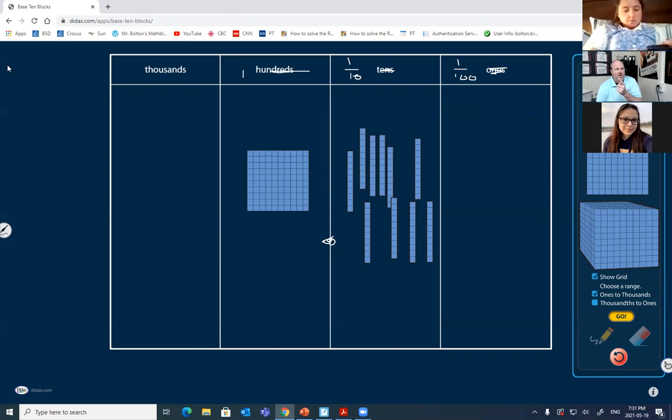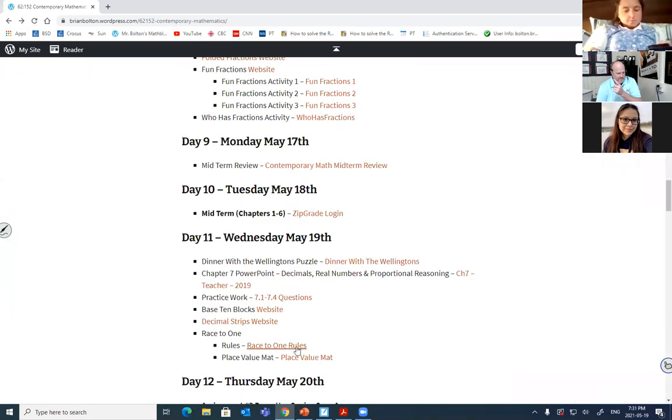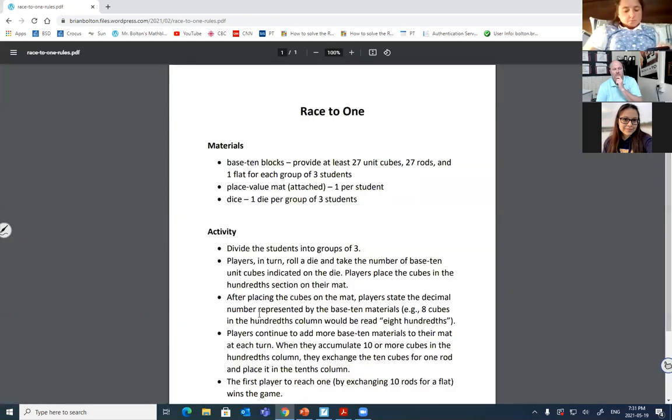That's why the game is called, what was the game called again? Race to 1. The object of the game is to get to 1. So you just keep rolling the dice and putting in numbers. And it really works really well because they're working on counting in tens, but they're doing it in fractional form, right? They're doing it as hundredths and tenths. So without even knowing it, they're learning about those decimal places.